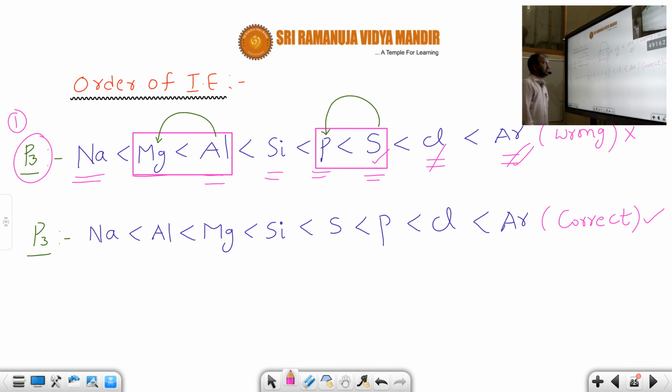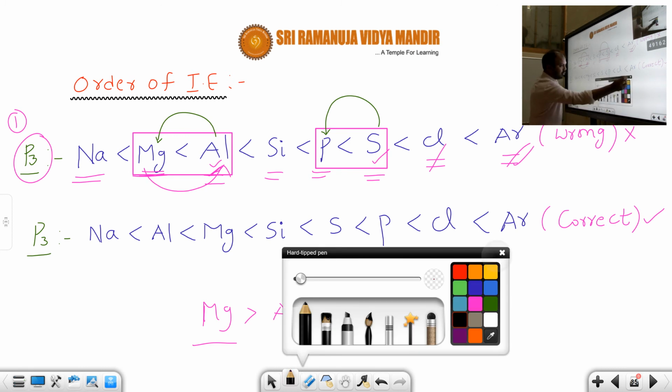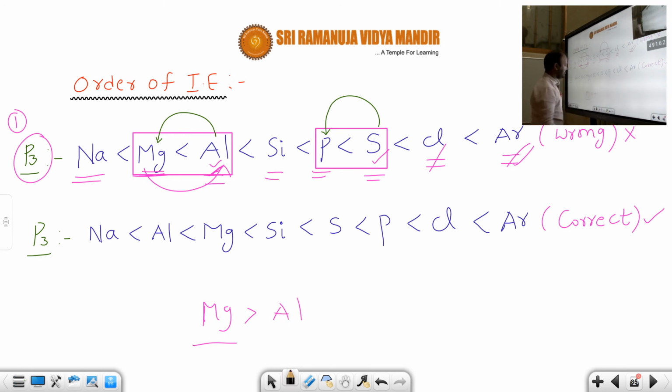But there is an exception. What is it? We expected that compared with magnesium, aluminum has more IP. But what is the experimental evidence? This is expected, but experimentally, compared with aluminum, magnesium has more ionization potential. So magnesium has more ionization potential than aluminum. Why does magnesium have more ionization potential? Why is it an exceptional case? We will discuss that here.